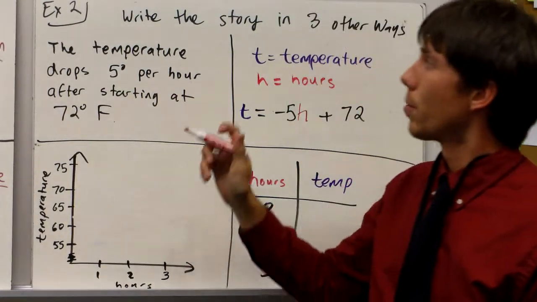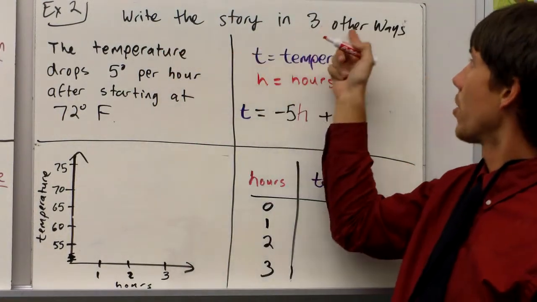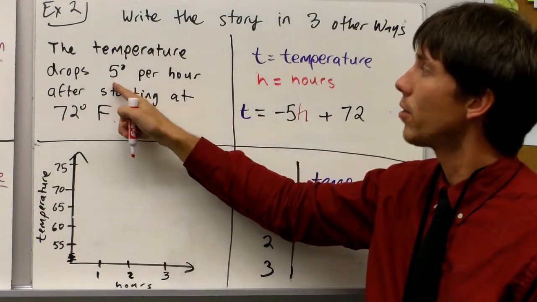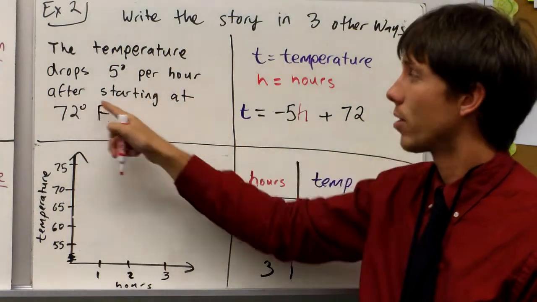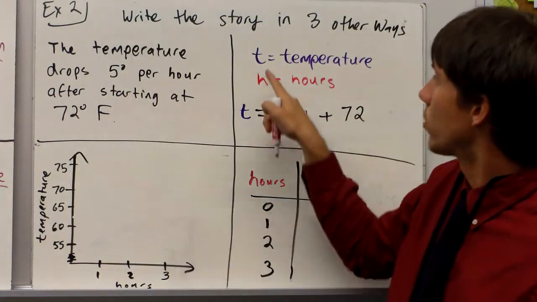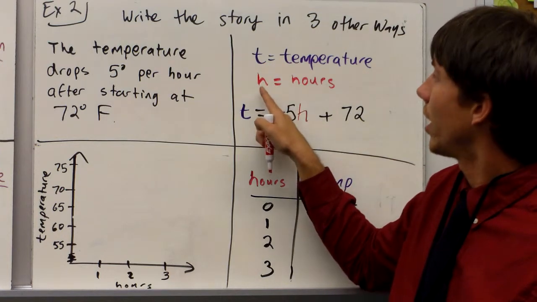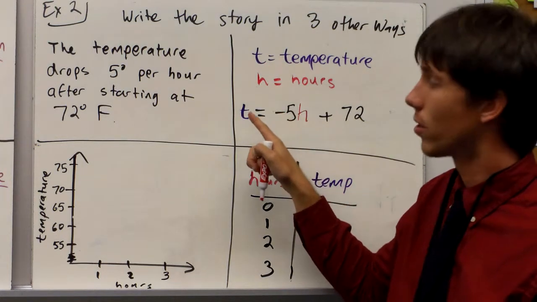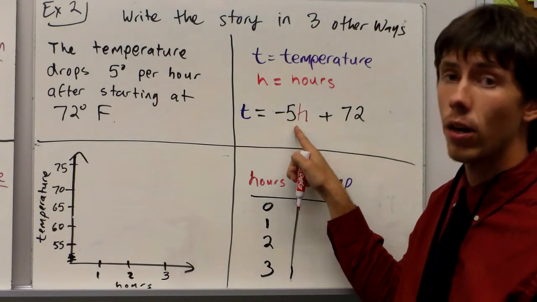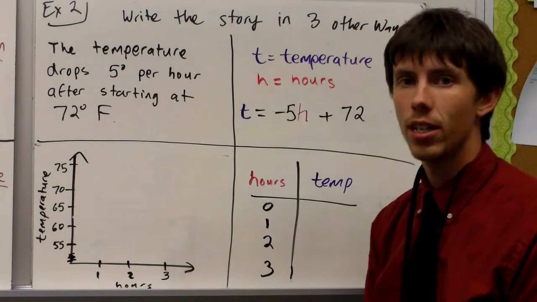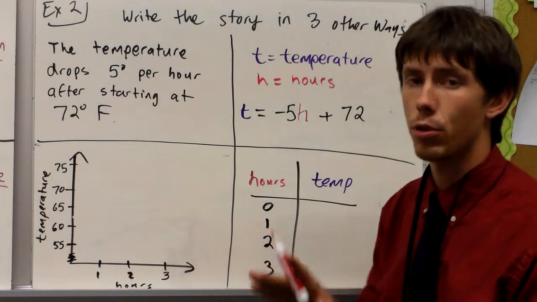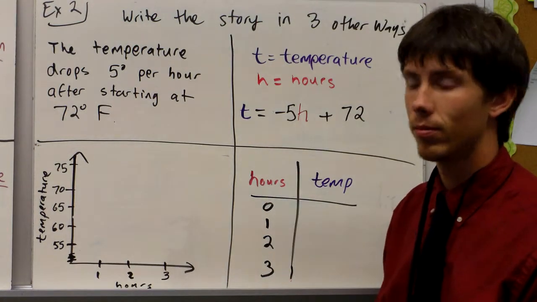All right, example number 2. Write the story in 3 other ways. The story is the temperature drops 5 degrees per hour after starting at 72 degrees Fahrenheit. So temperature is my T, and hours is my H. So the temperature equals negative 5 degrees times the hour plus 72 degrees. Now it's a negative slope because the temperature is dropping. And if the temperature was going up, it would have been a positive slope.